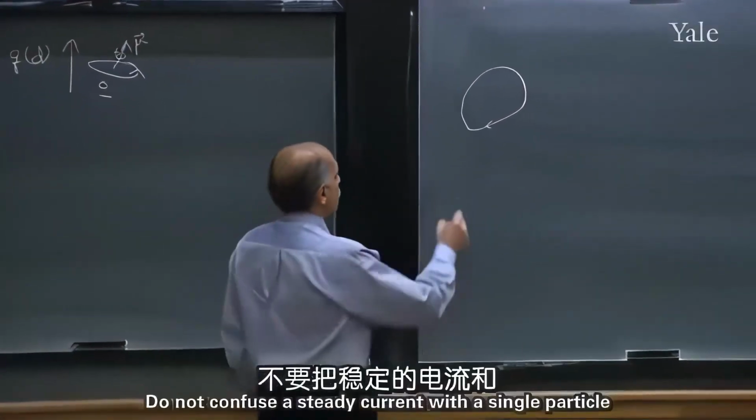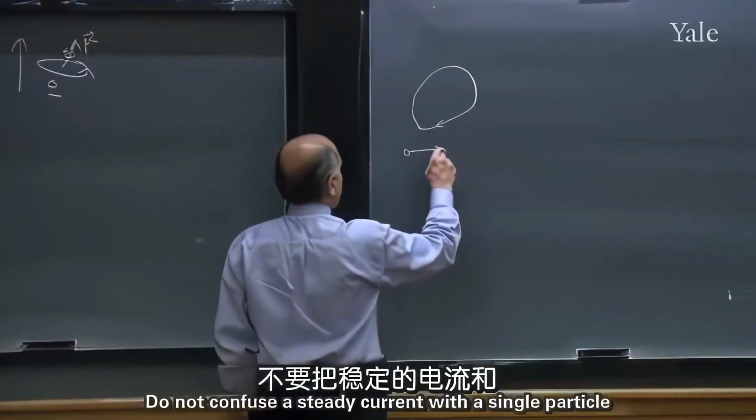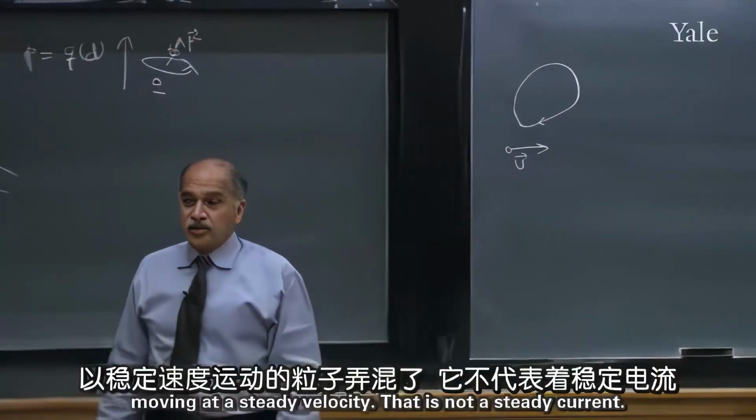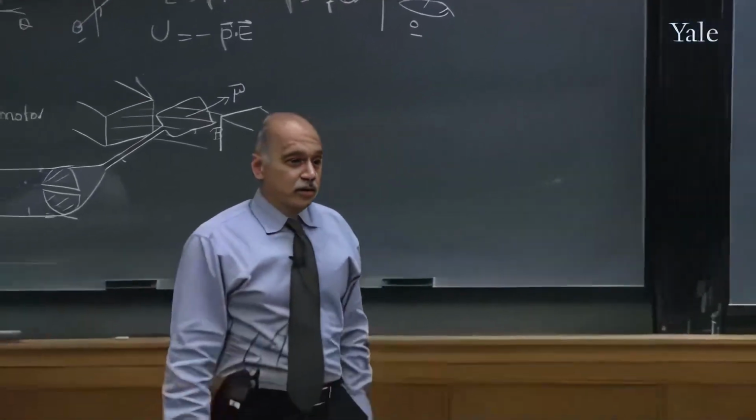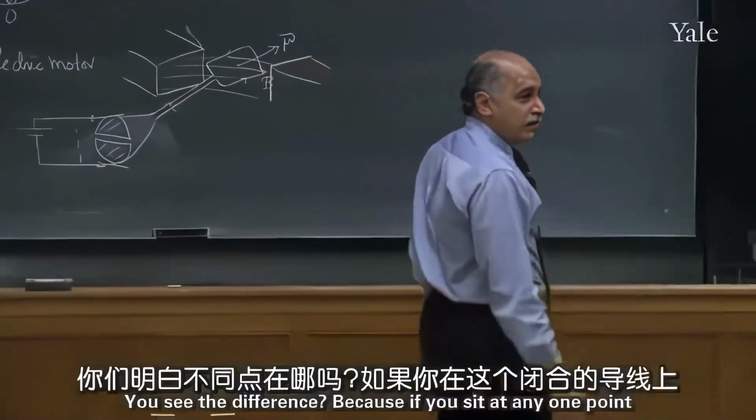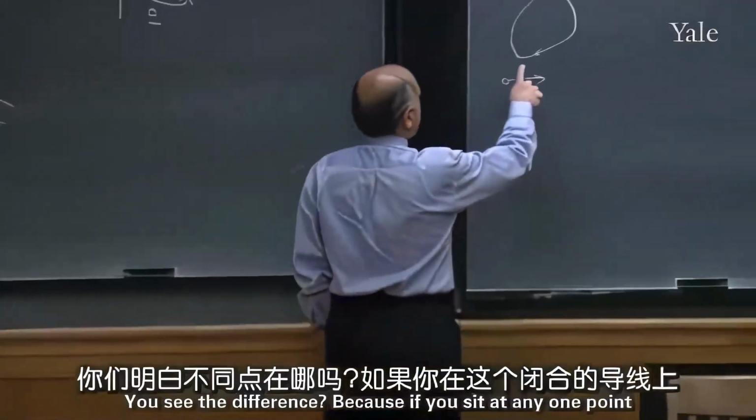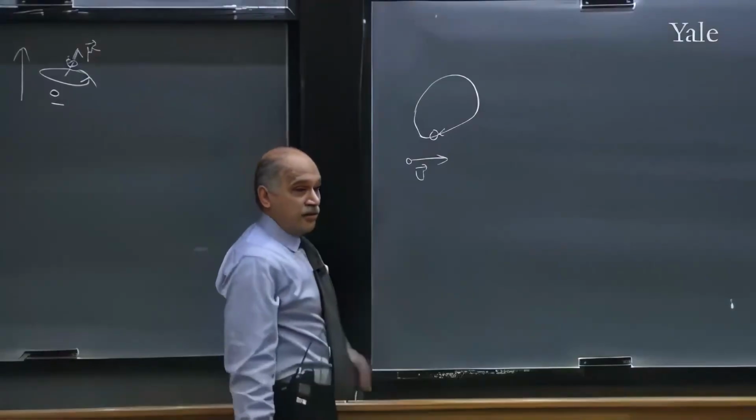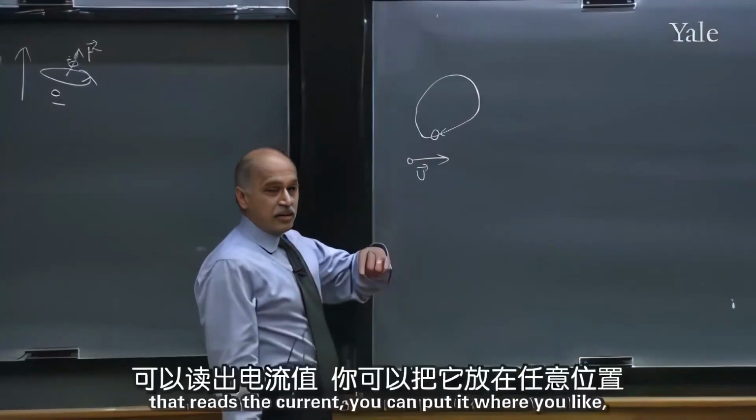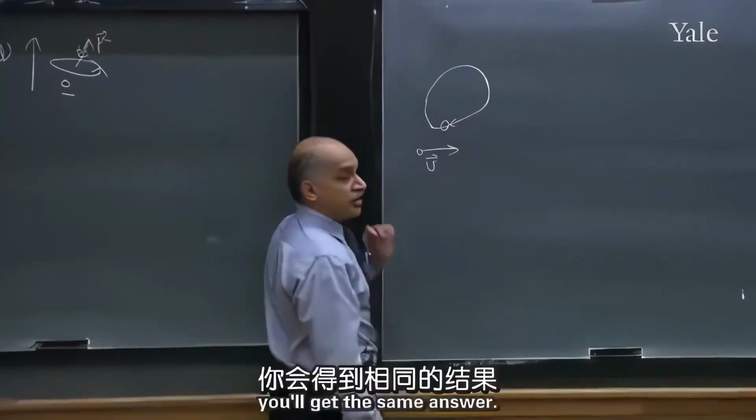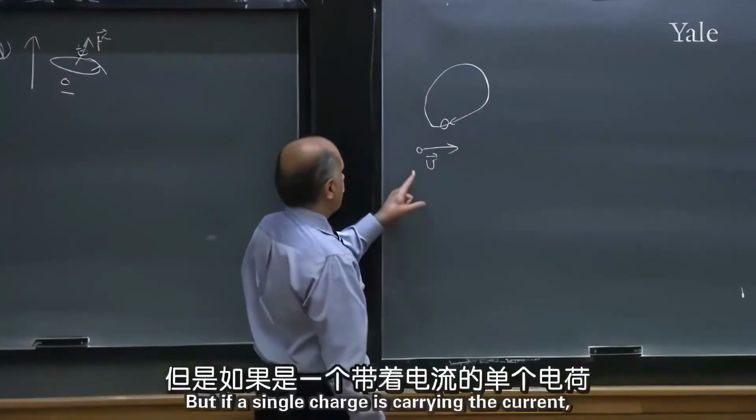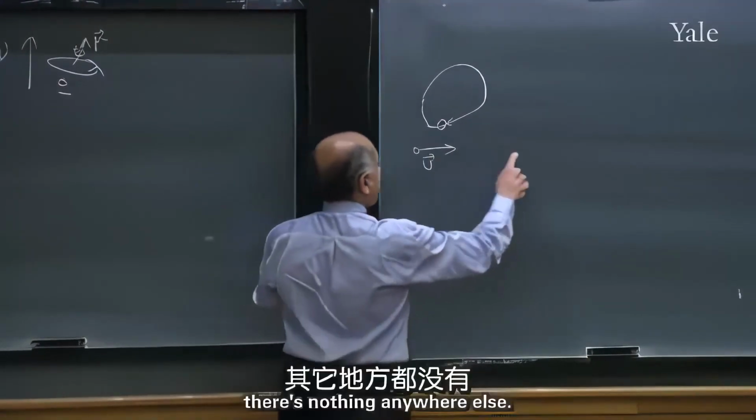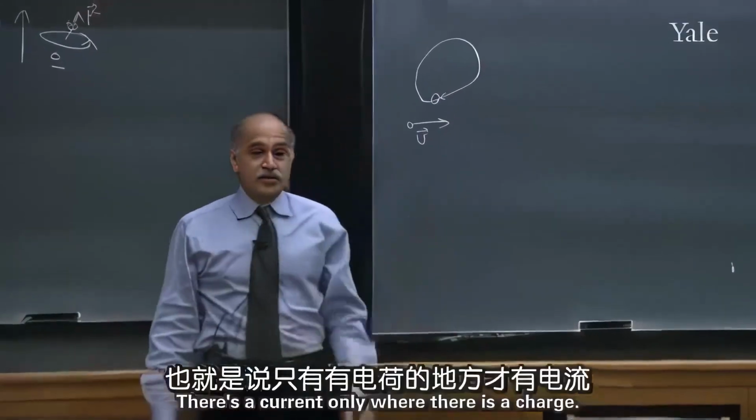Do not confuse a steady current with a single particle moving at a steady velocity. That is not a steady current. You see the difference? Because if you sit at any one point in a wire in a closed loop, the current is always the same. If you have an instrument called an ammeter that measures the current, you can put it where you like, you'll get the same answer. But if a single charge is carrying the current, there's a current here, there's nothing anywhere else. There's a current only where there is a charge.